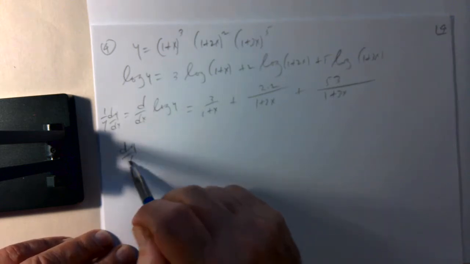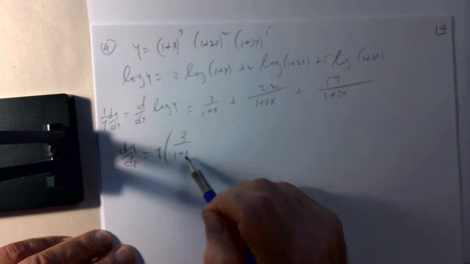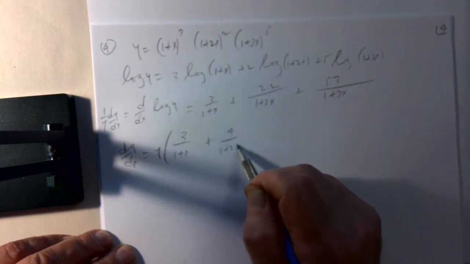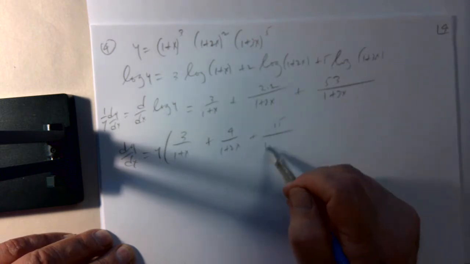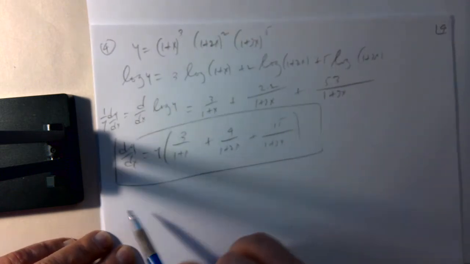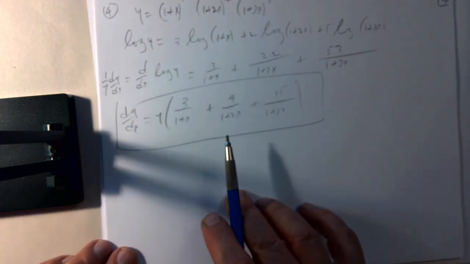So dy/dx is y times (3 over 1 plus x plus 4 over 1 plus 2x plus 15 over 1 plus 3x). That's what it is.